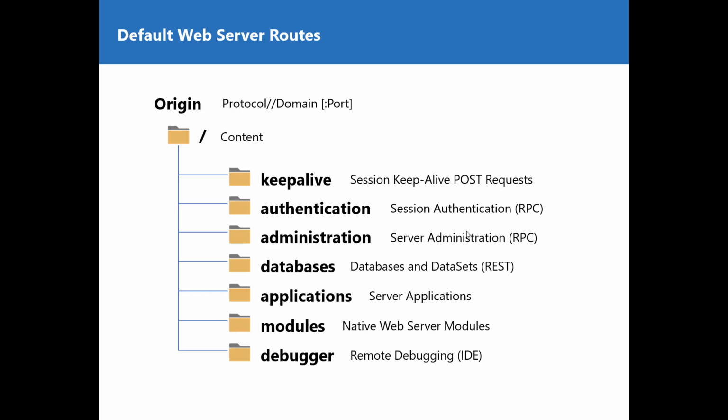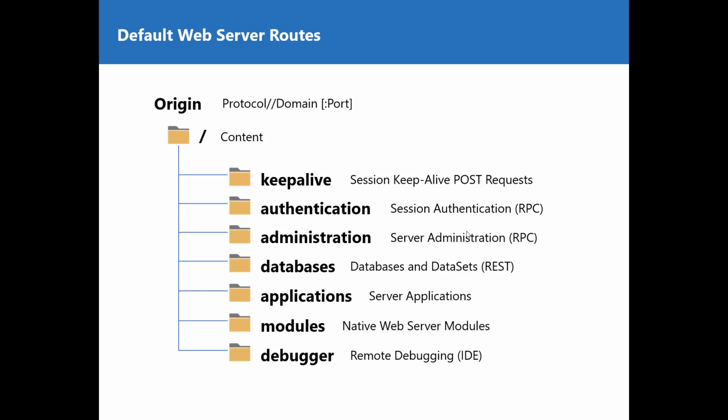So the actual file name of the server application doesn't necessarily need to correspond to what you would use here in the path name for the server application. Very similarly, the modules path works in a similar fashion. The native web server modules would be referenced using modules and then / and then the name of the web server module that was given to the module when it was installed. Again, not necessarily the same as the file name that represents the module.